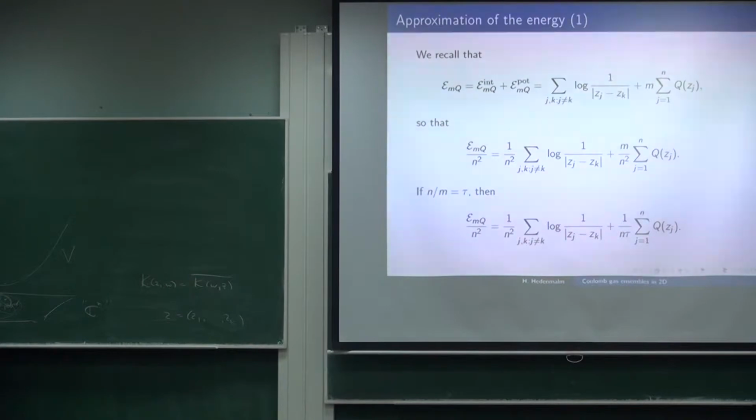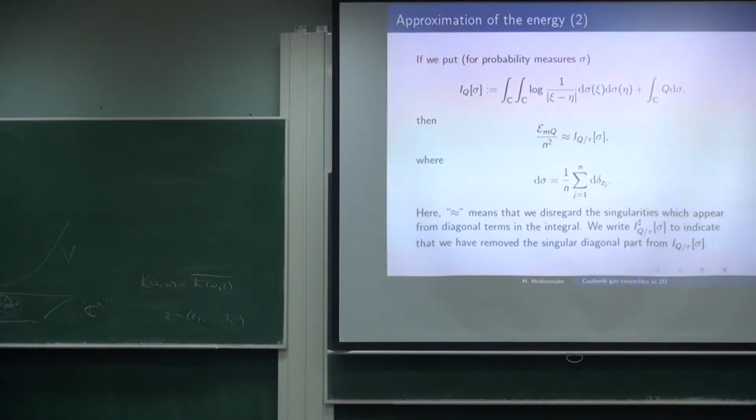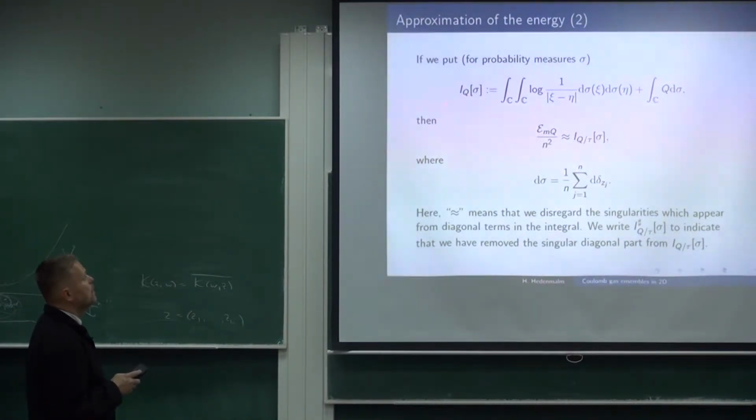To be more precise about what's happening here, we define for a probability measure the corresponding energy, which is the logarithmic interaction energy for that measure, and then the potential energy. And then what we observe is that essentially the energy we consider divided by n squared is, more or less, morally, this energy for q divided by tau, where sigma is the so-called empirical measure.